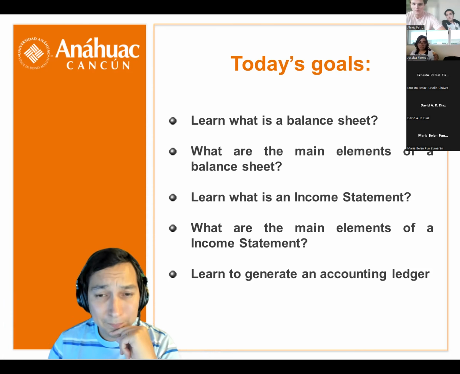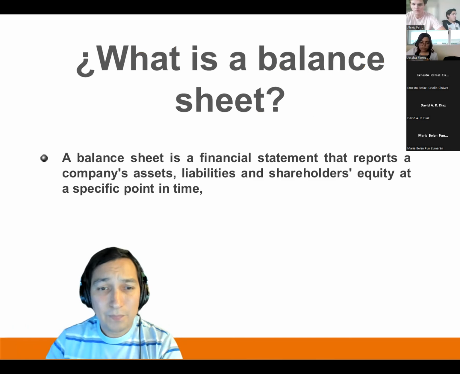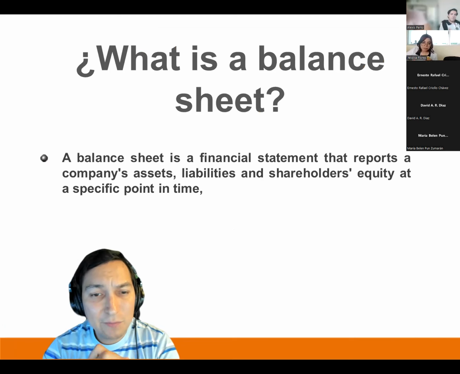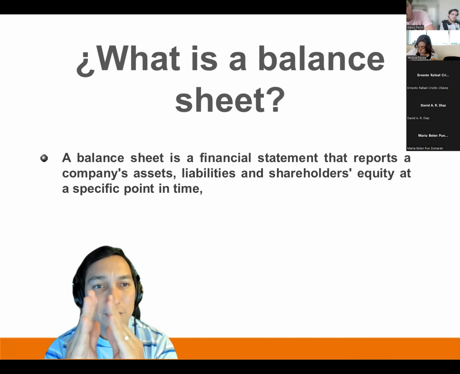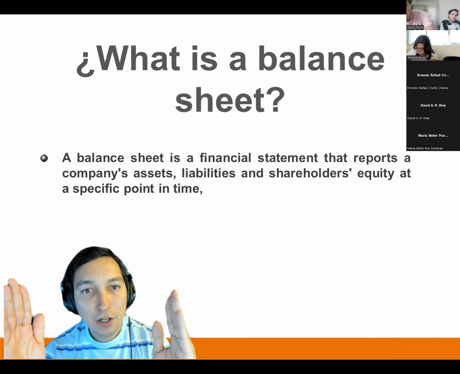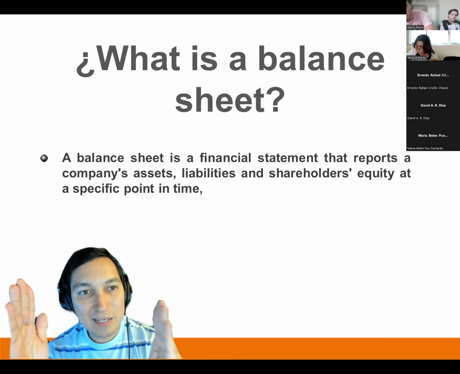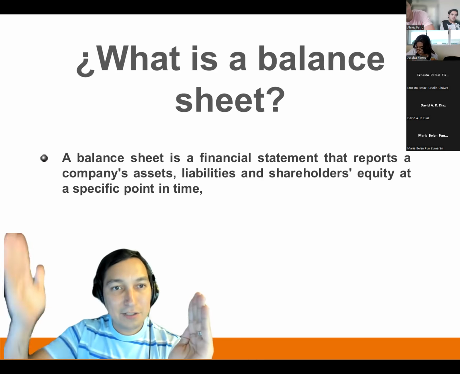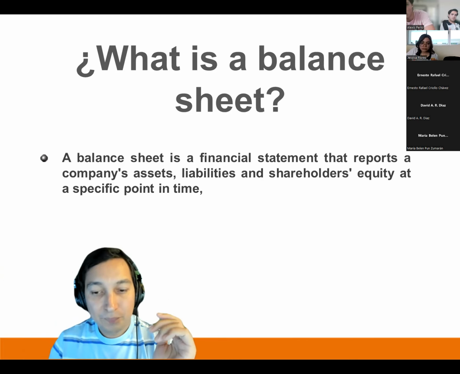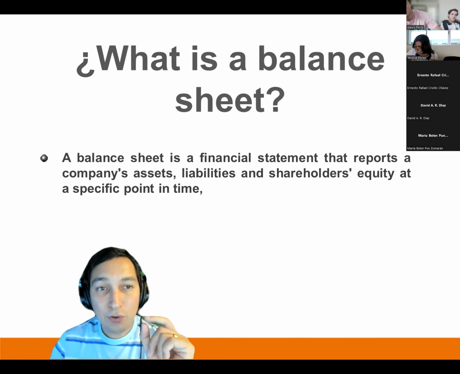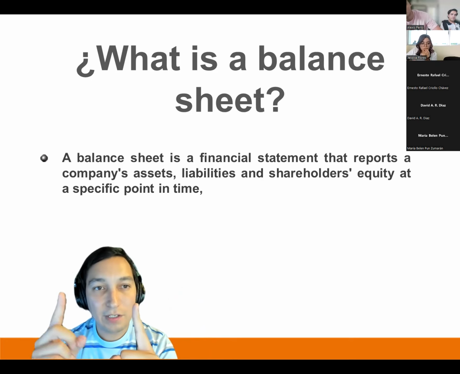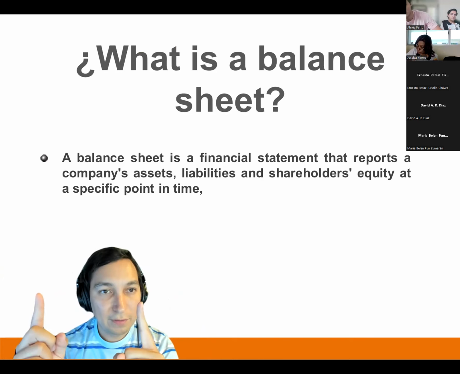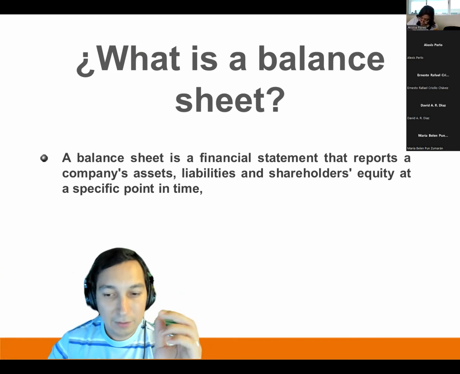So the balance sheet is the financial statement that reports a company's assets, liabilities, and shareholders' equity at a specific point in time. Consider that the balance sheet will show all the accounting registers since day one until a certain date that you want. The balance sheet doesn't cover periods of time. You won't see a balance sheet from the 1st of January until the 31st of December. That's not proper.